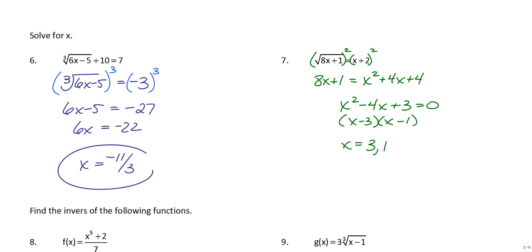Now remember, for all of these, you're supposed to double check to make sure that your answers work. If you substitute in a 3, you'll get 24 plus 1. The square root of 25 is 5, and 3 plus 2 is also 5, so 3 works. Do the same thing with 1, and 1 will work as well. But sometimes one of them doesn't, so always make sure you check.